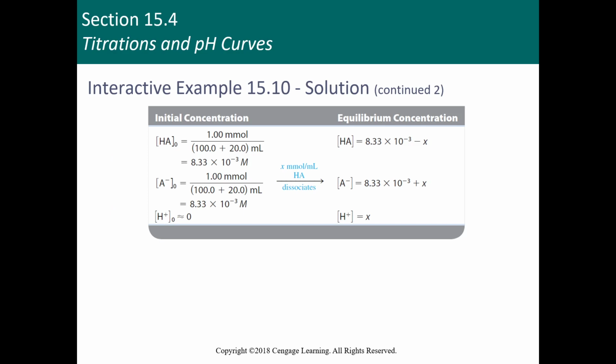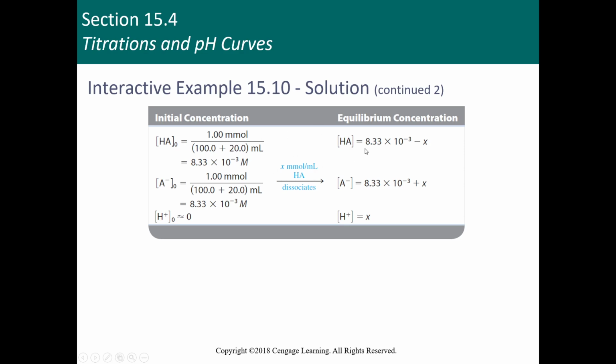And so we can go ahead and do the same ICE problem as we've done many, many times by now. And so we take that 1 millimole, we divide it by the volume in this solution, which is the 100 milliliters plus the 20 we added of the titrant.